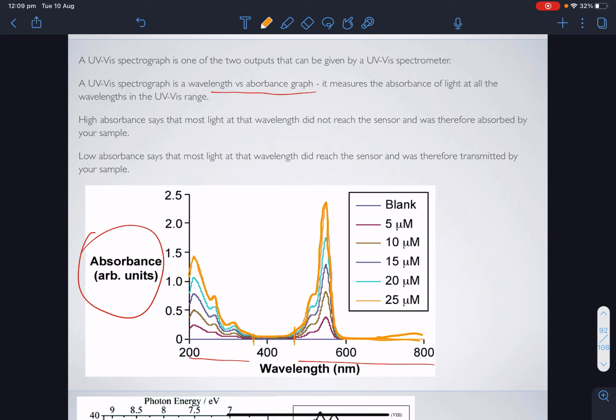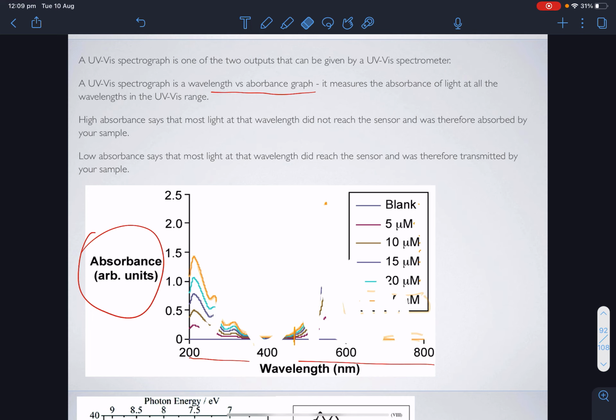Now what they've done, if you look on this graph, that's at 25 micromoles per litre, micromolar. What they've done is they've changed the concentration. So they've done the spectrographs at different concentrations, and you can see as the concentration decreases, the absorbance decreases too. So it's proportional. Absorbance is proportional to concentration, and that's really handy.